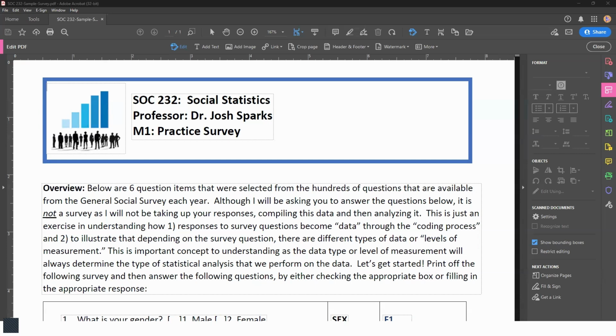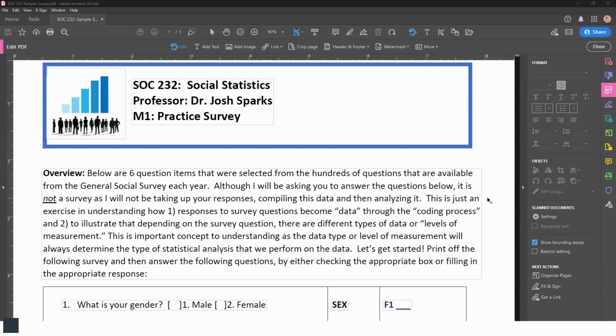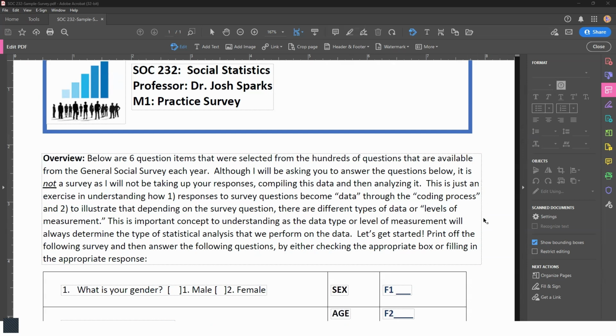to life. I also posted in Module 1 a sample survey. Go ahead and download that and fill it out yourself. No grades associated with it, just sort of figuring these things out on your own. Below, I have 6 different questions, selected from hundreds of questions from the General Social Survey each year.